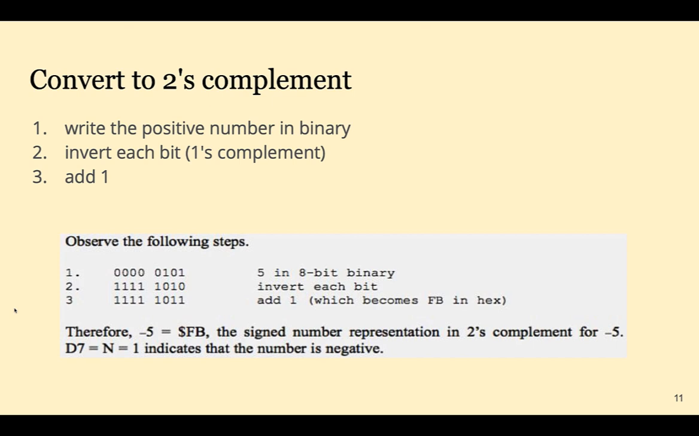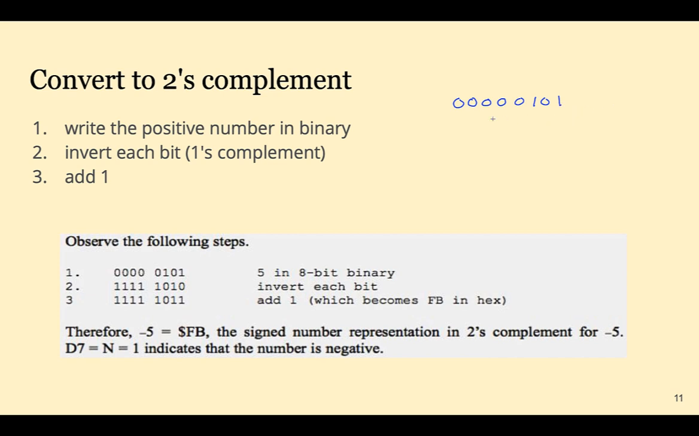I'm going to show you 2 methods to convert a number to its 2's complement representation. The first method involves 3 simple steps. First, we write the number as if it were positive. So for example, if we want to represent -5, we write +5. And I'm going to write it in 8 bits here. Alright, so that's step 1.